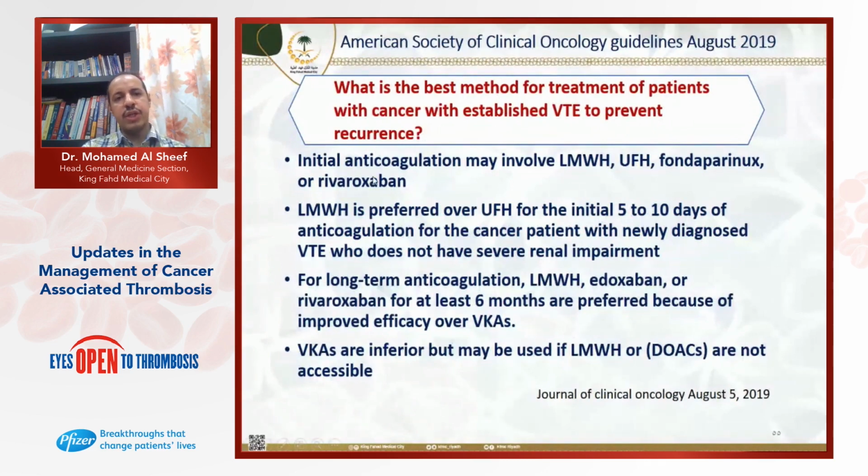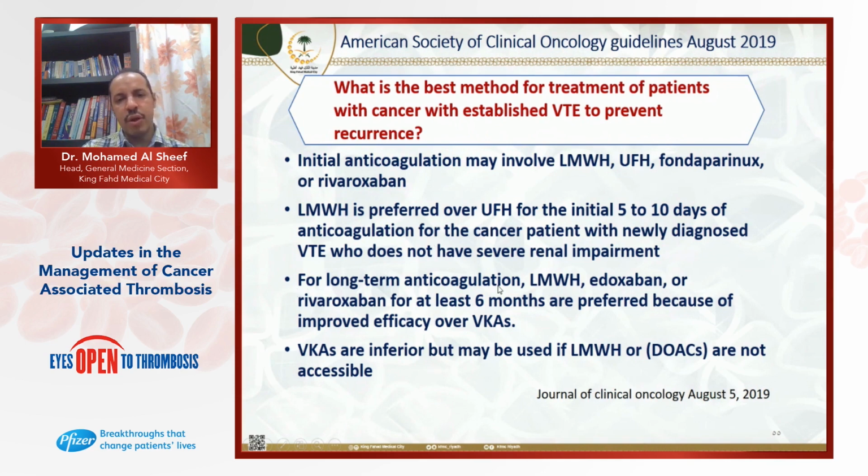The initial anticoagulation may involve low-molecular-weight heparin, unfractionated heparin, fondaparinux, or rivaroxaban. This guideline was published after SELECT-D and Hokusai VTE Cancer. Low-molecular-weight heparin is preferred over unfractionated heparin for the initial 5-10 days of anticoagulation for the cancer patient with newly diagnosed VTE who does not have severe renal impairment, because we know the advantage of low-molecular-weight heparin over unfractionated: less risk of HIT, less bleeding.